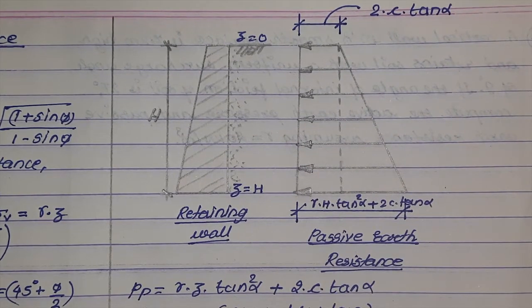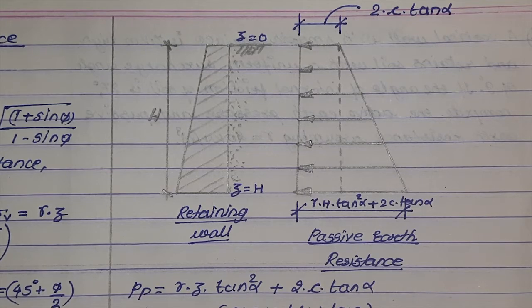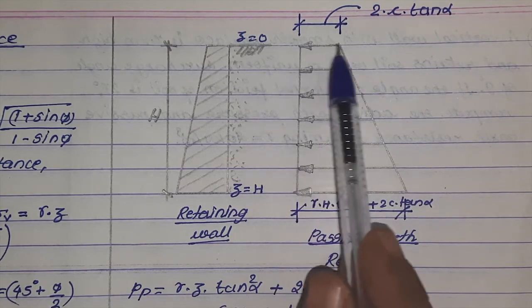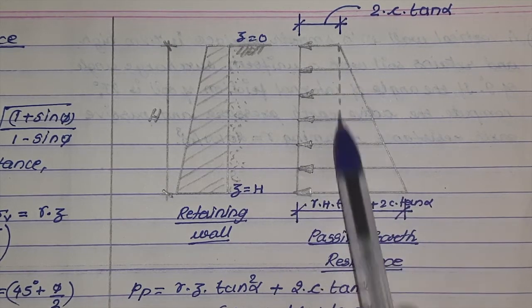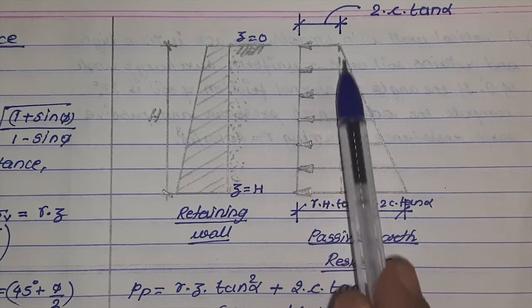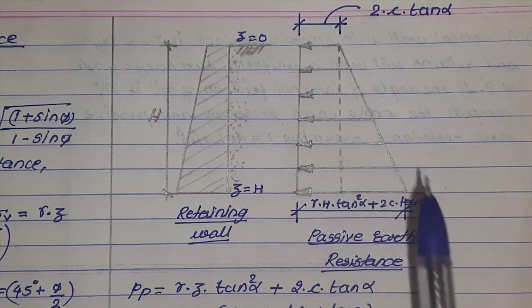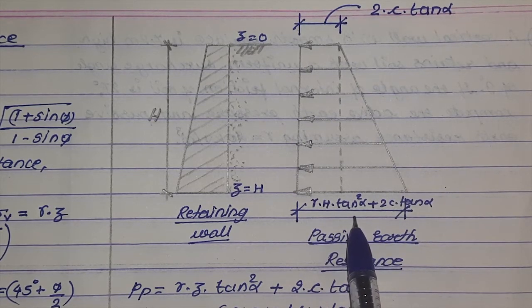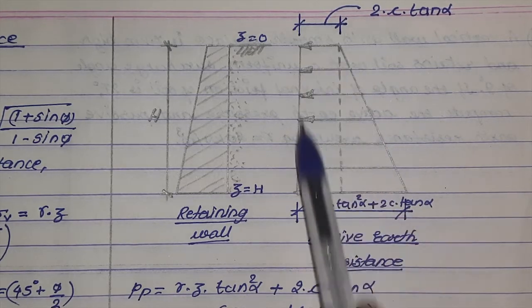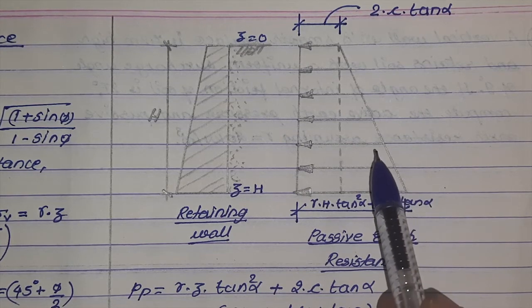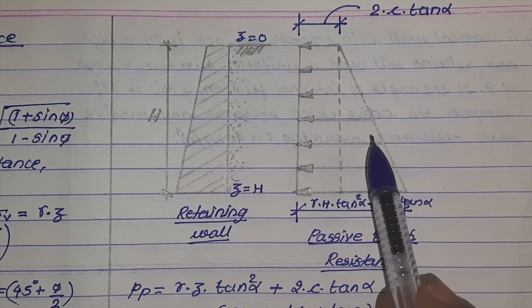Okay, now we want to find out the total passive resistance. What will be the total passive resistance? It will be nothing but the area of this pressure diagram. It consists of two parts. One is this rectangular distribution and the second is this triangular distribution. The rectangular distribution is due to 2c tan alpha, that is cohesion, and the triangular distribution is due to gamma h tan square alpha. Hence, find out the area of this diagram and thereafter find out the location of the point of application of the total passive earth resistance.